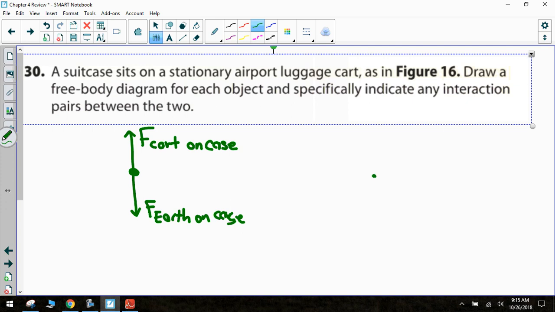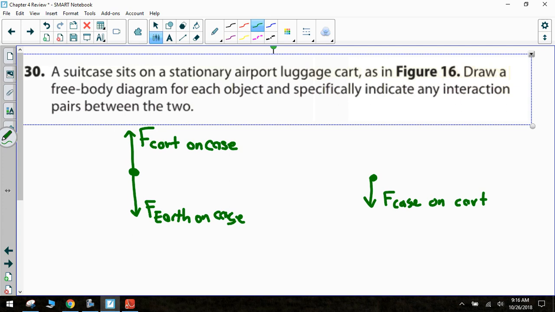So this is the cart. What's touching the cart? The case. Is the case pulling the cart up or pushing it down? Pushing it down. So we have that part. This is the force of the case on cart. In just a second, we're going to see this. Look, it said indicate any interaction pairs between the two. Is this an interaction pair? Cart on case, case on cart. Their directions are opposites. That's an interaction pair.